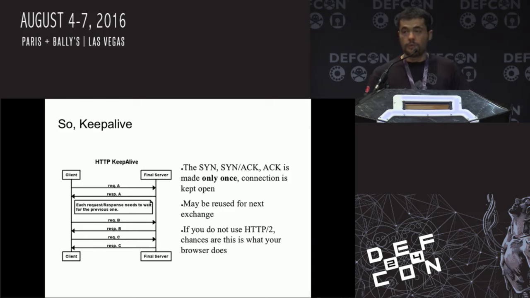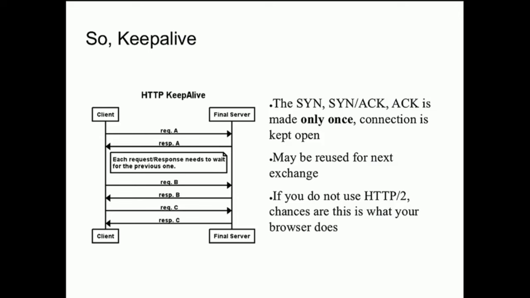So they made keep alive in HTTP 1.1. That is, you reuse the same connection, and when you get your response, you can make another request. You'll get a new response, and you make another request. Usually your browser will use 6 TCP/IP connections and do this, and unless you're using HTTP2, it's what you have.